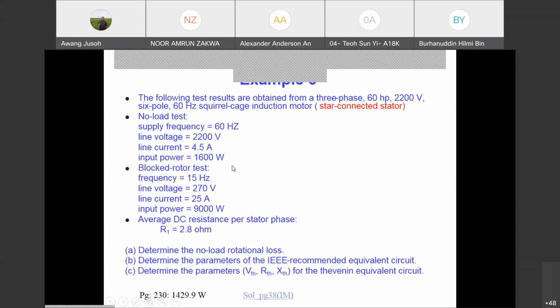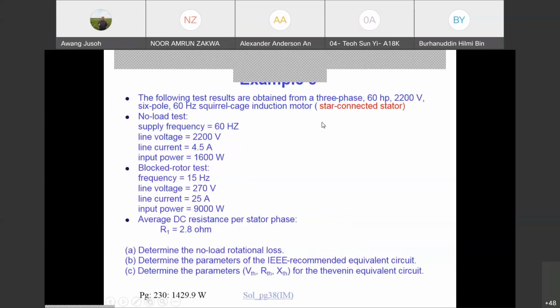What else do we have there? So determine the no-load rotational loss. Done already. You just find the total power during no-load test minus stator copper loss. Next, determine the IEEE recommended parameters. They ask us to find the IEEE recommended parameters. That means you need to find the components for X1, X2, XM, and also R2.